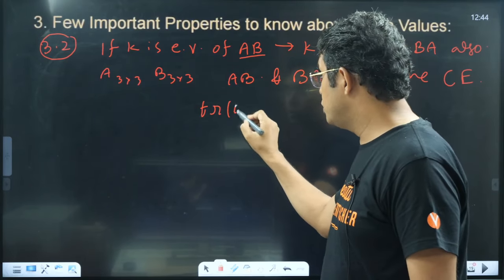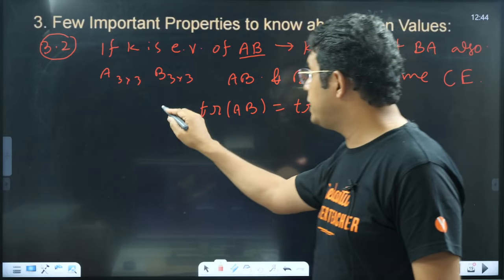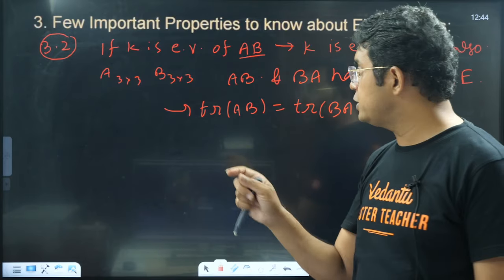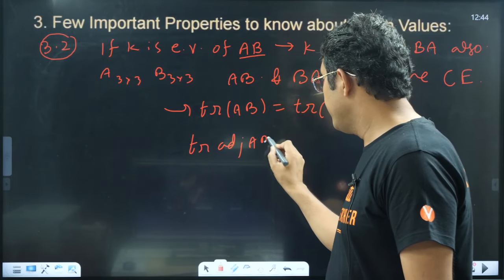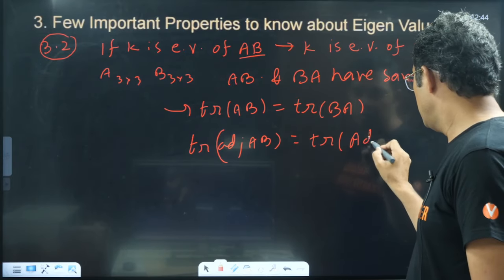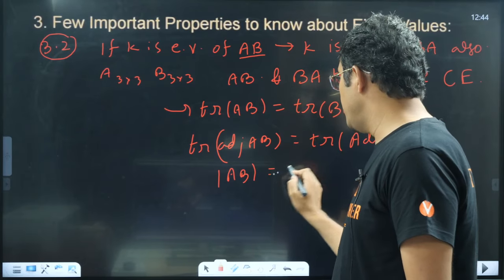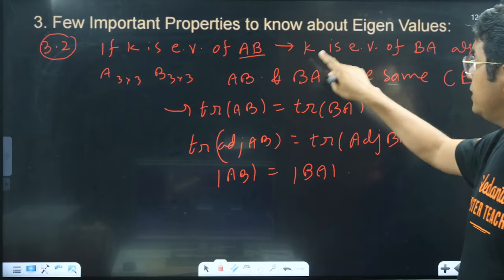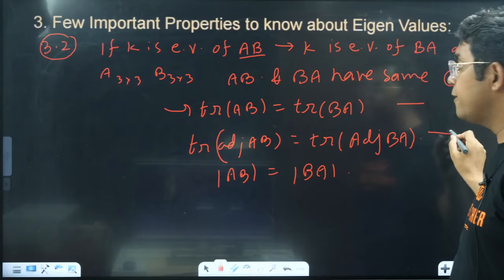And this means their trace should be the same, and I think that's a property. Because from that characteristic equation, if you remember, lambda cube minus trace of A lambda square, and then trace of adjoint of AB will be equal to trace of adjoint of BA. Okay, and then determinant of AB, I think we know, is equal to determinant of BA. So if K is an eigenvalue of AB, then K is an eigenvalue of BA. This lets you prove it in just one line, isn't it?